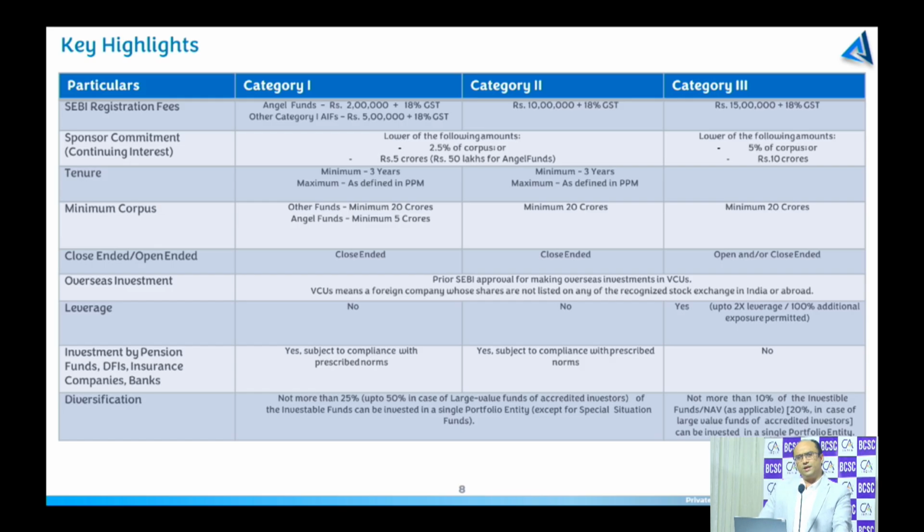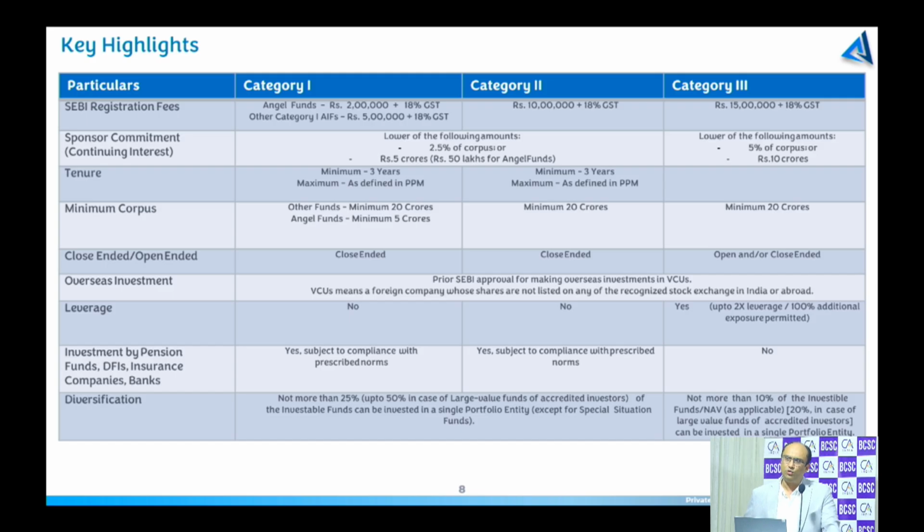Tenure: the regulations only define a minimum tenure for category 1 and category 2 funds, which is 3 years. It does not define an outer limit. Usually, these funds have a 10 year life cycle, plus there is a 2 year extension available with the approval of the supermajority investors. So this is a very typical time frame in terms of this journey as well.